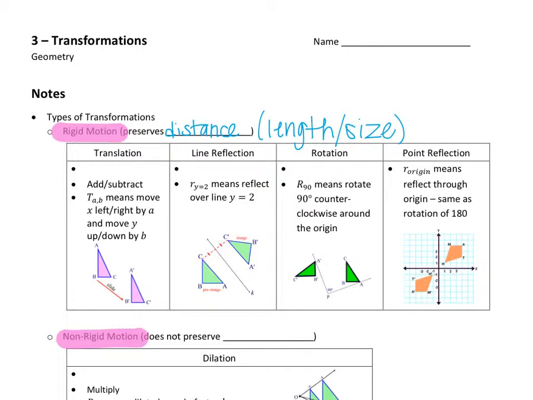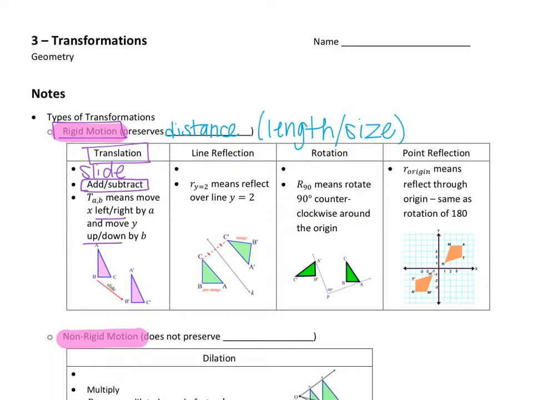The first of these transformations that are rigid motions is the translation. And a translation is a slide. So you can think of a movement up, left, right, down, and we're translating by adding or subtracting to the x and y values. X's move left and right, y's move up and down.